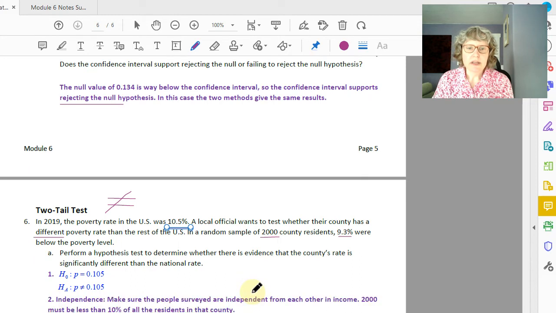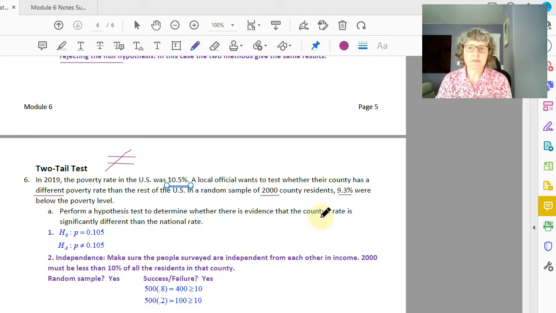Okay, so same conditions. Independence, 10%, randomization, success-failure. We need to make sure the people surveyed are independent from each other in income. We need to do our random sample appropriately for that. 2,000 must be less than 10% of all the residents in that county. We need a random sample, which sounds like we do have. And success-failure, n times p and n times q.